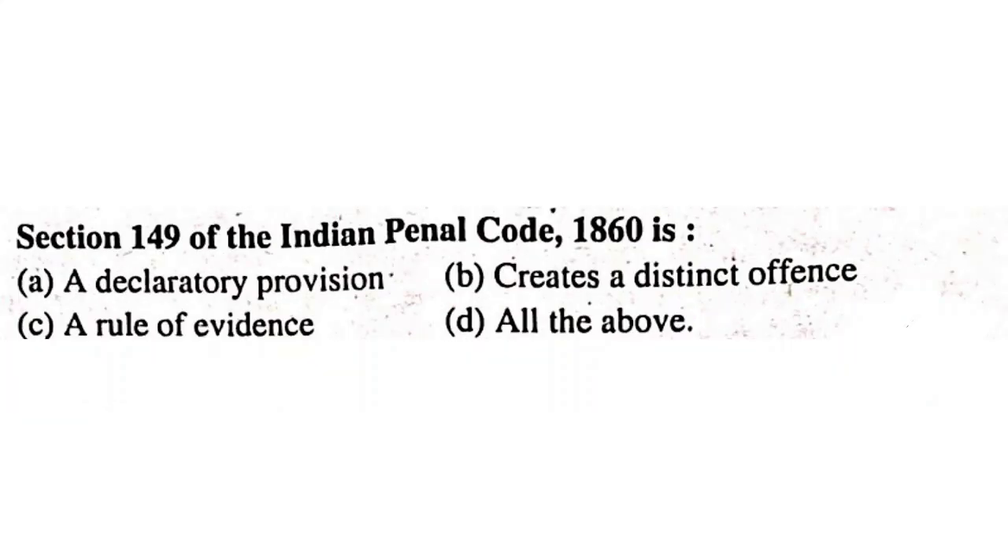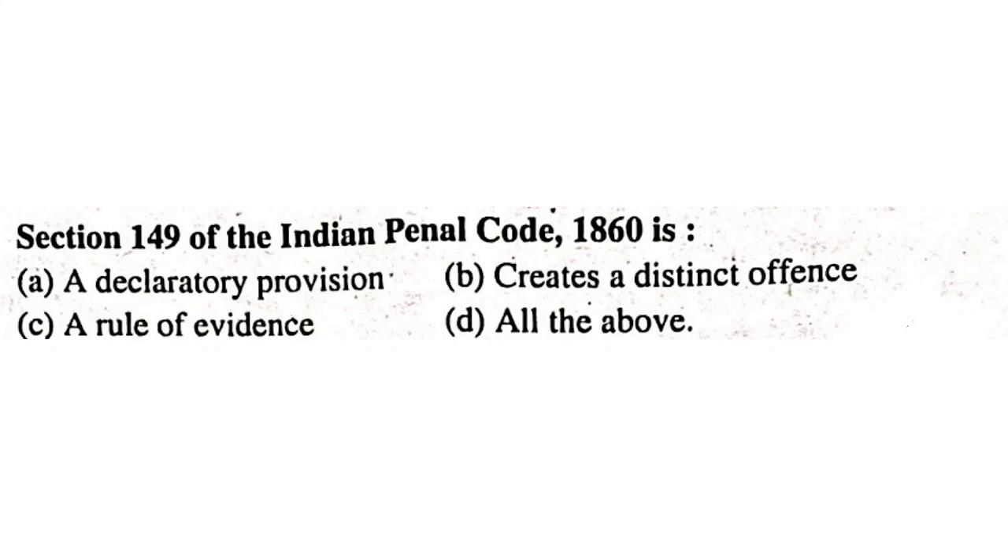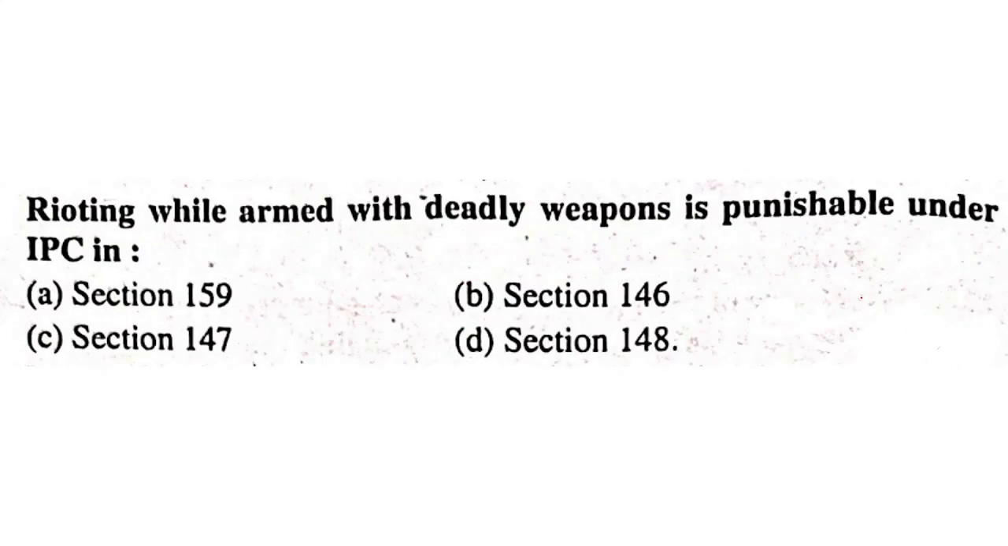Section 149 of the Indian Penal Code 1860 is a declaratory provision, creates a distinct offence, a rule of evidence, all of the above. Section 149 of the IPC creates a distinct offence of unlawful assembly. B is the answer. Rioting while armed with deadly weapons is punishable under IPC in section 159, 146, 147 and 148.